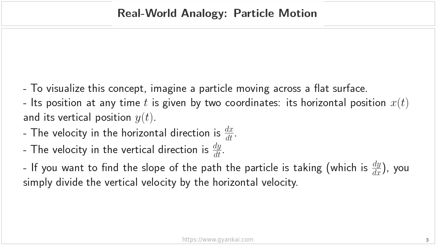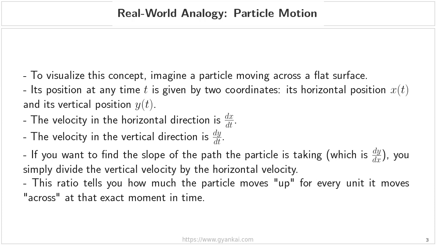Now, if you want to determine the slope of the actual path the particle is carving out, which is the derivative of y with respect to x, or dy over dx, you simply divide the vertical velocity by the horizontal velocity. Essentially, this ratio tells you exactly how much the particle moves up or down for every single unit it moves across at that precise moment in time. With this conceptual intuition in mind, it will be much easier to apply the formula to mathematical problems, which we will explore in the next slide.